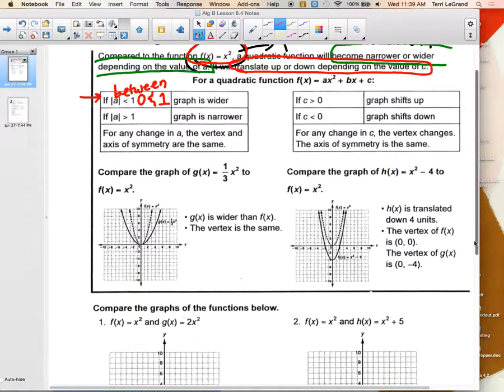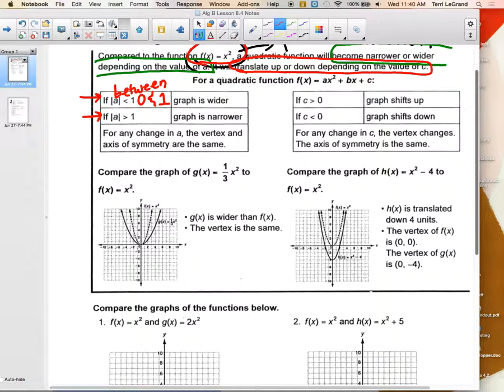It's going to become more narrow. So for any change in A, notice what this says right here. Put an arrow by that too. Those are two important things right there. For any change in A, the vertex and the axis of symmetry stay the same. In other words, the vertex does not move. Well, if the vertex doesn't move, folks, neither does the axis of symmetry, right?